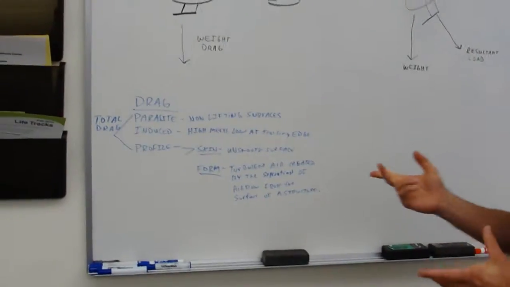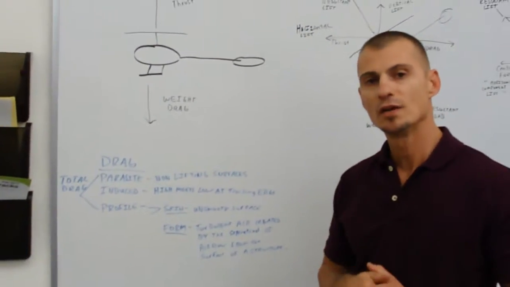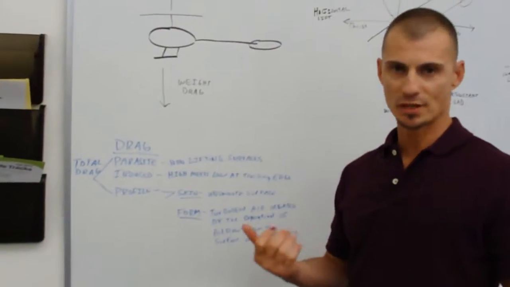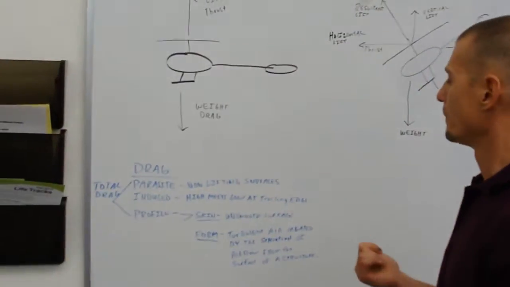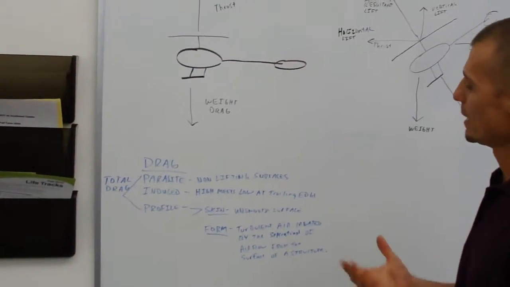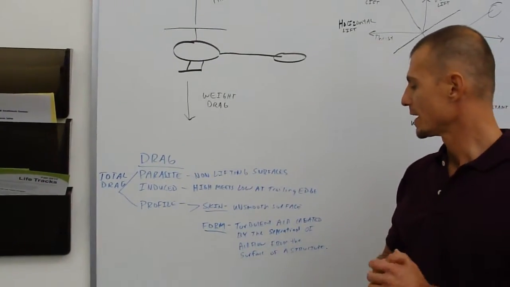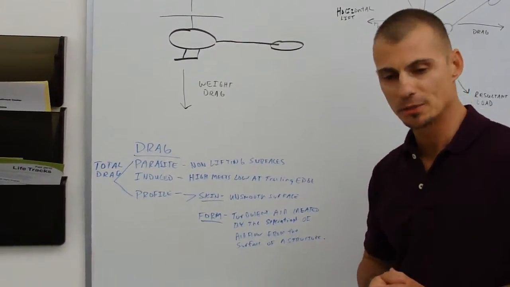Profile drag is further broken down into two types of drag: skin and form. Skin drag is the type of drag that you get from having uneven skin surface, rivets, bugs, that kind of thing. Form drag is kind of hard to explain, so I'm going to show a diagram in just a second, but form drag is basically turbulent air that's created by the separation of airflow from the surface of a structure.